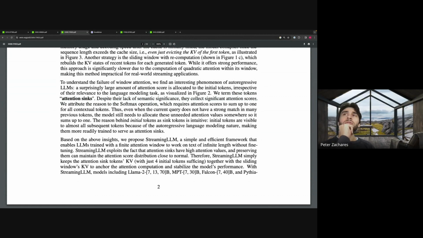I don't think they give an explanation, which I think is a good explanation, but there's no way of proving it completely. But I think the idea is, as it says here, thus even when the current query does not have a strong match in any previous tokens, the model still needs to allocate these unneeded attention values somewhere, so it sums up to 1. So this is my opinion on it: in the later layers of a transformer, there are only very small differences being made in the representation being calculated, or they don't want any attention to have any impact on that representation, and so attention sinks are created.